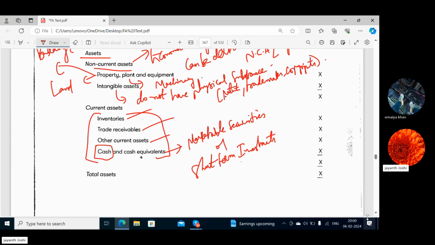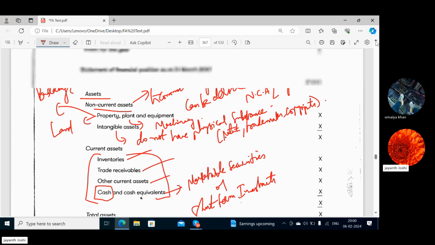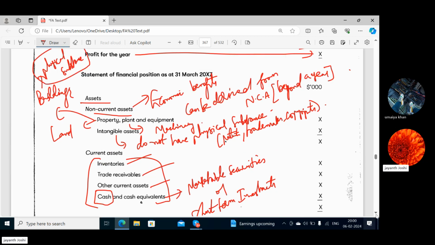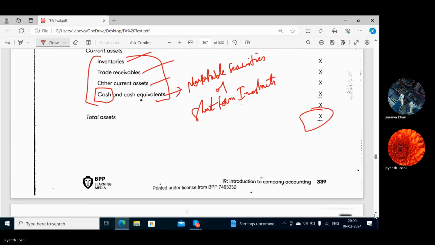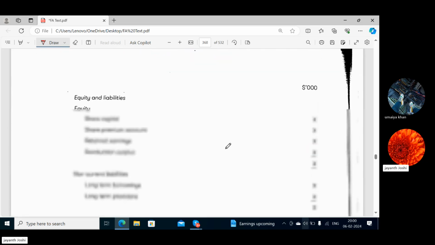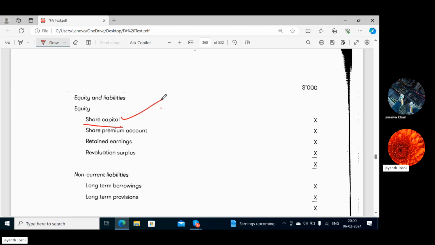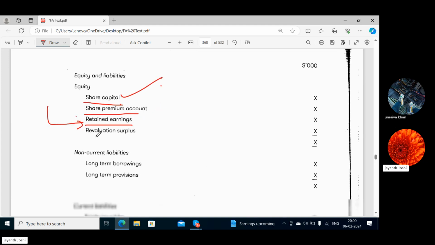Next. So this total of assets is nothing but the total of non-current assets and current assets. You have total of assets, and then we have total of equity and liabilities. Equity I already explained to you, that is share capital. Then if you have issued the shares on premium, you have share premium account. Retained earnings is every year company's current year profits are transferred to this particular account called retained earnings account. Then comes revaluation surplus.